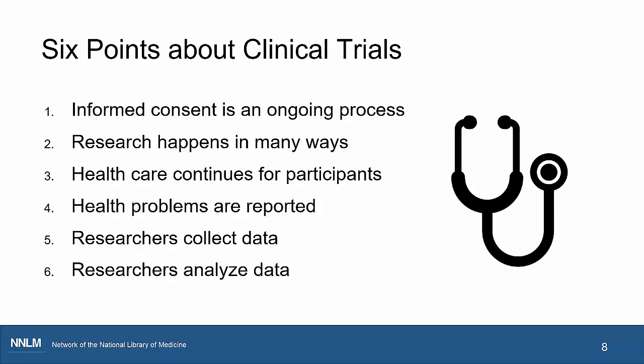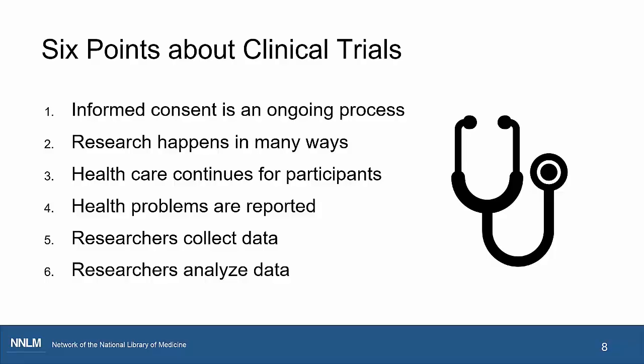Point 4, health problems are reported to research staff. Research staff will explain to participants what to do if they have health problems during the study and will usually ask them to report problems to them immediately. The research staff also often includes doctors and nurses who will work with participants and the participants' regular doctors to address problems. A group of experts may also oversee what is happening in the study, and if they have a safety concern, they will alert the researchers. If serious health problems happen to participants during the study, the researchers may stop the study altogether.